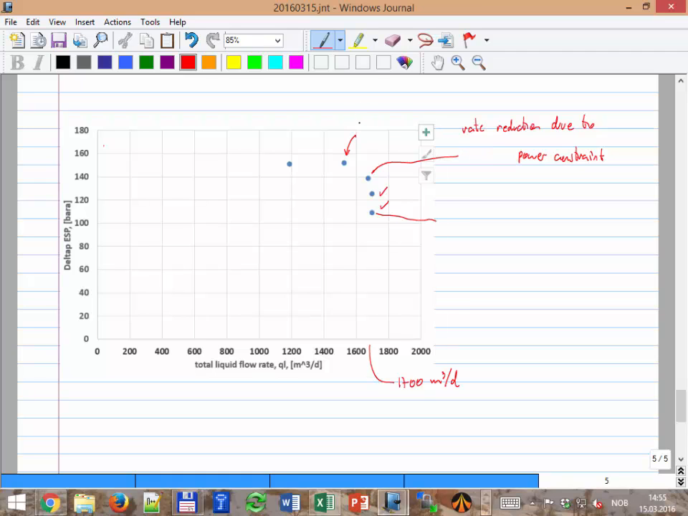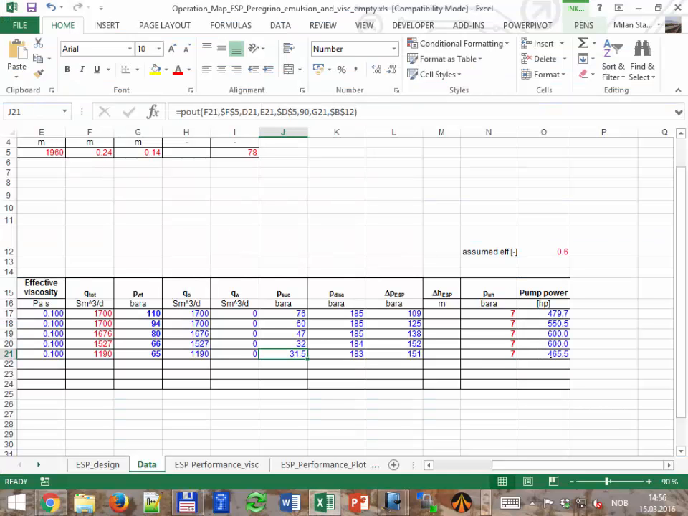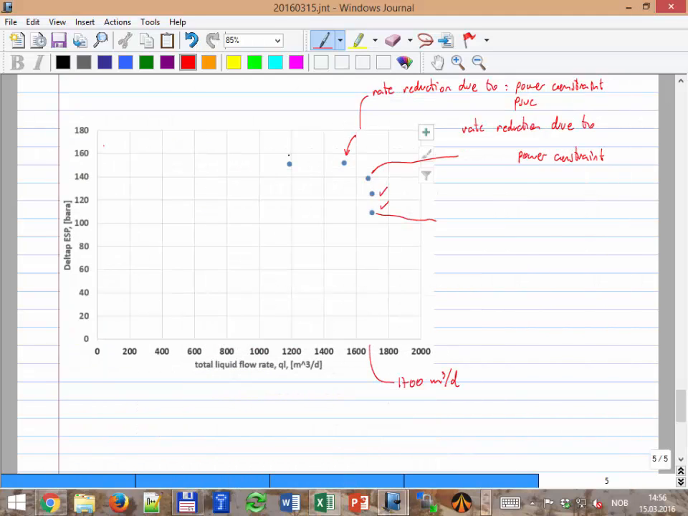And here we had another rate reduction due to power constraint, and also due to P suction, right? And then we go to the last point, and what was the problem in the last point? Actually, the power was very okay. But then the suction pressure was the problem, the limitation. So I had to reduce the rate even further. So here I had to make a rate reduction due to P suction, okay?